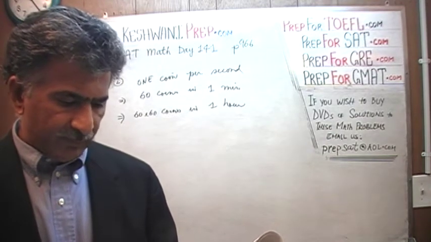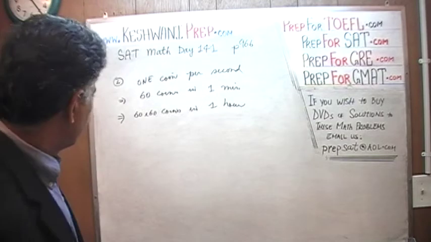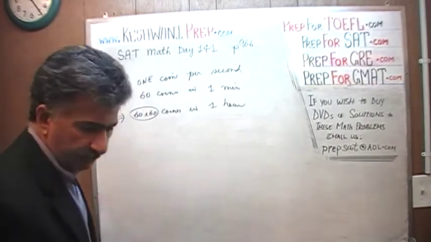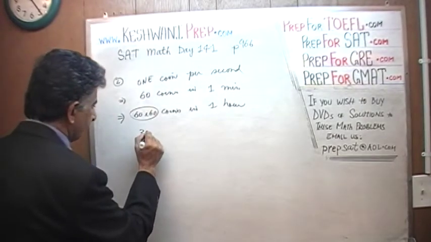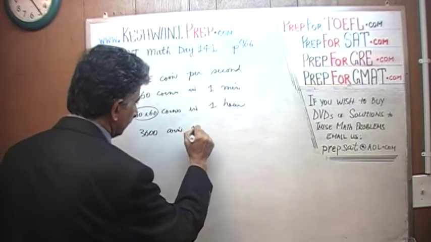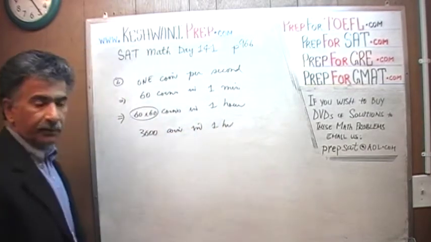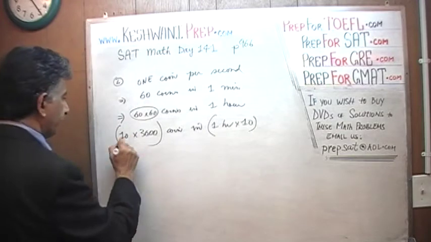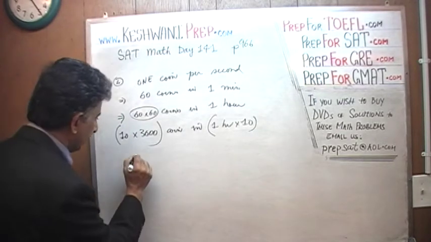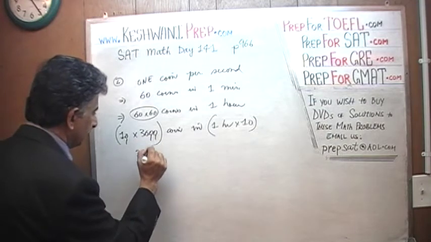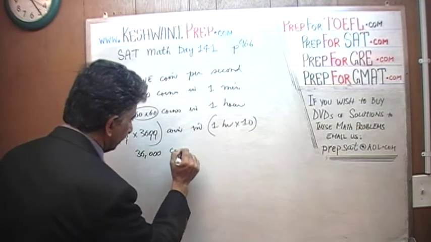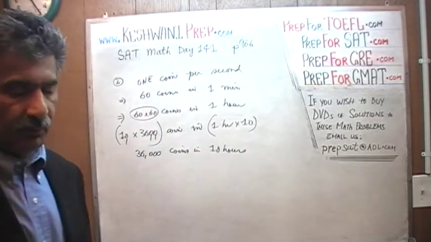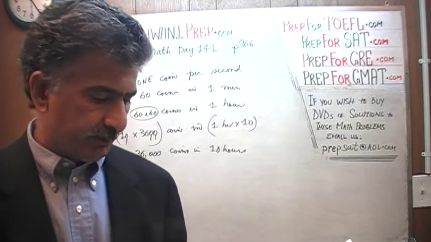If it does this for 10 hours each day, alright, so let's make it work 10 hours. So this is 1 hour, this is how many it makes in 1 hour, 60 times 60 is 3,600 coins in 1 hour, and therefore it will make 10 times as much in 10 hours. 3,600 times 10, you put 3 zeros, 36,000 coins it will make in 10 hours. It will make 36,000 coins in 10 hours if it works 10 hours in a day.